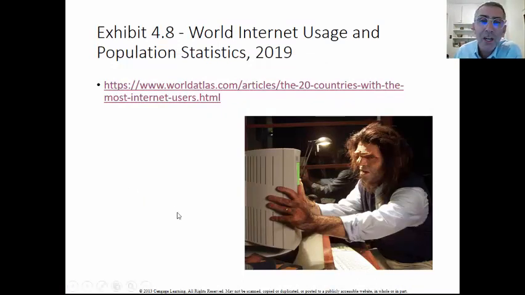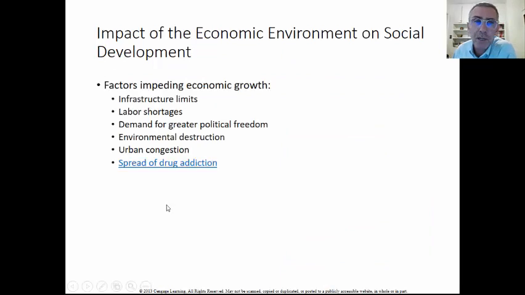There we go. So, impact of economic environment on social development. What are the factors that impede economic growth, right? So, there are infrastructure limits. There were stories in Brazil going back about 15, 20 years about some of the highways having been funded 3 times. Now, ask yourself, why would a highway be funded 3 times? It had to do with corruption, right? So you had some politicians take from that pot, and by the time they're done, they need to refund the highway. Labor shortages, that's a problem for China, right?